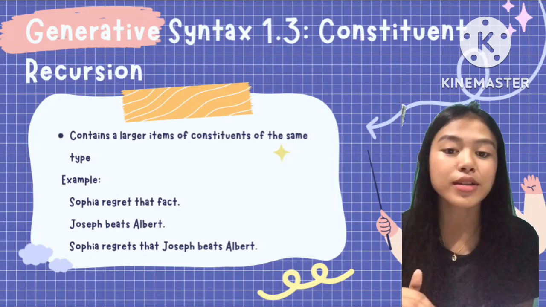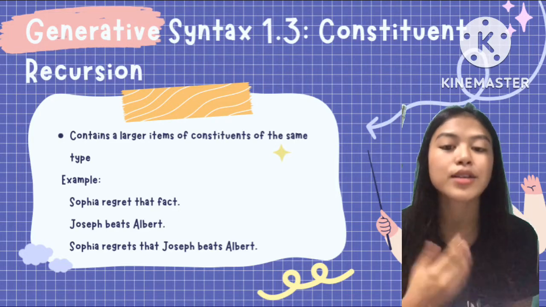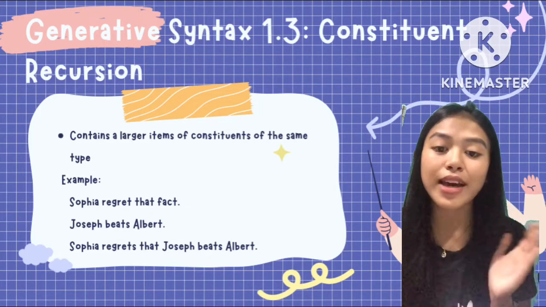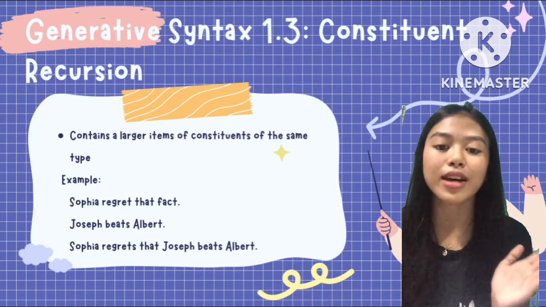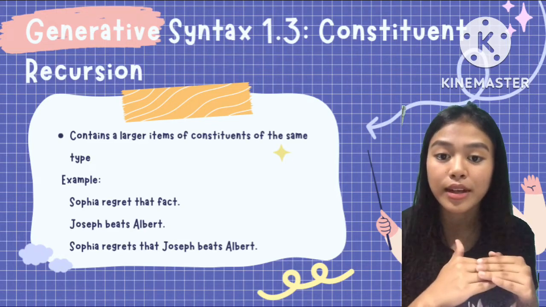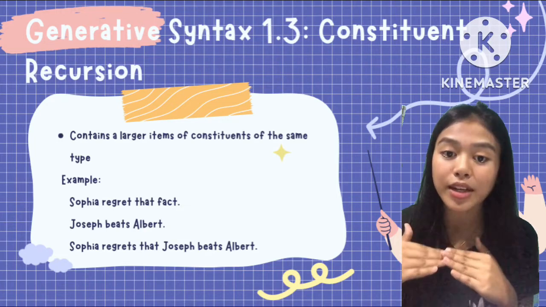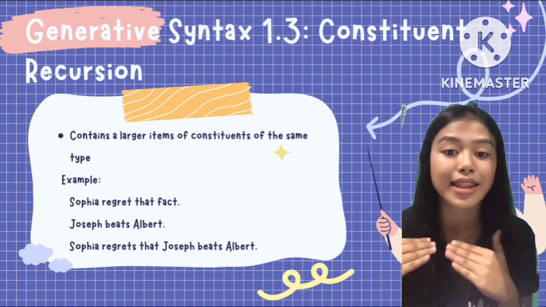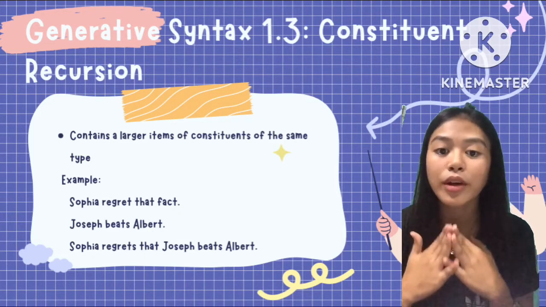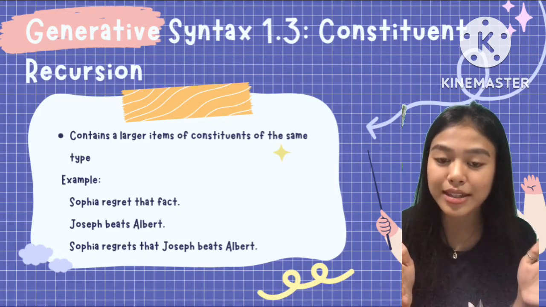So let's focus on this example. Sophia regrets that fact. Sophia there is a noun, which is under a noun phrase. Regrets is a verb, and it is followed by another noun phrase, which is that fact. So it is a well-arranged constituents.